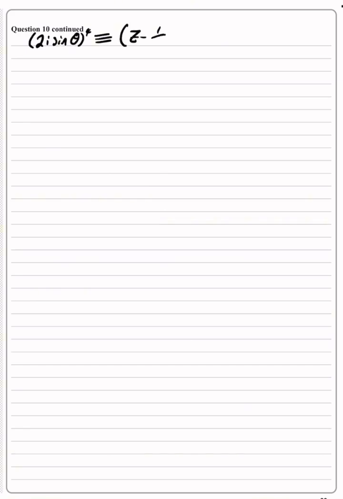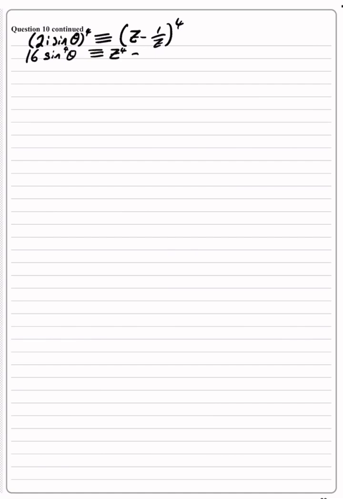So I'm going to take the equation they've given me involving sine theta, and raise that to the power of 4. So (2i sine theta) to the power of 4 will be (z minus 1 over z) to the power of 4. 2 to the power of 4 is 16, i to the power of 4 is 1, and sine theta to the power of 4 is sine to the power of 4 theta.